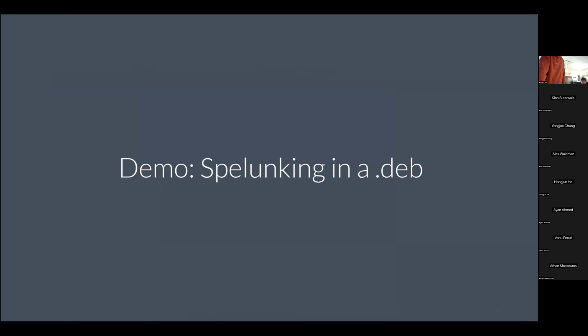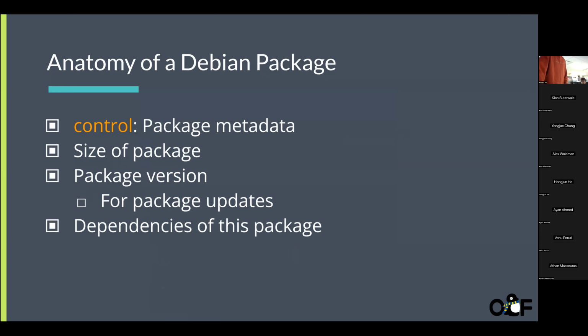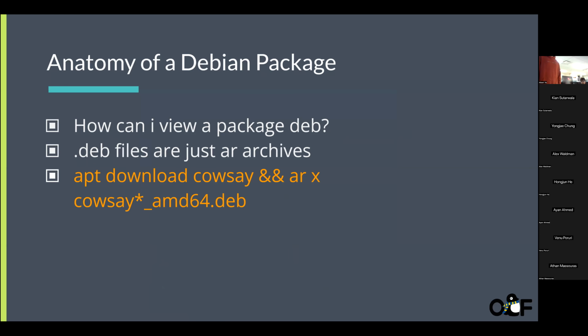Okay, this is like a demo, I guess. When we download the Debian file, we use apt download or wget, and then to break it open, you can use ar to examine the files and unzip it, in this case. These are different ways that you can open into a Debian file. Debian files, or .deb files, are just archives, so you can download them and look into them like this. And I get that the star means any version in this case.